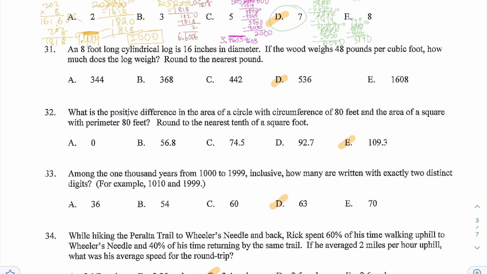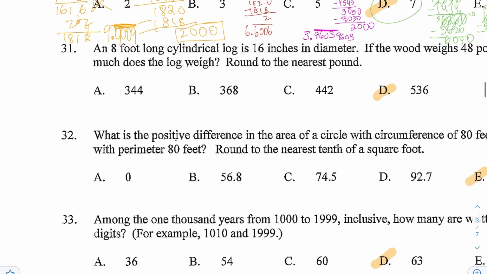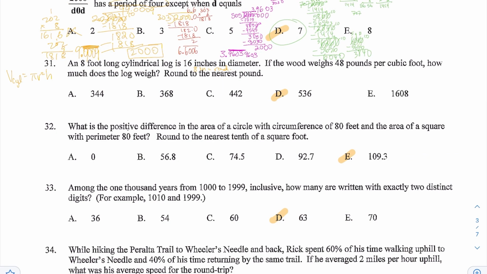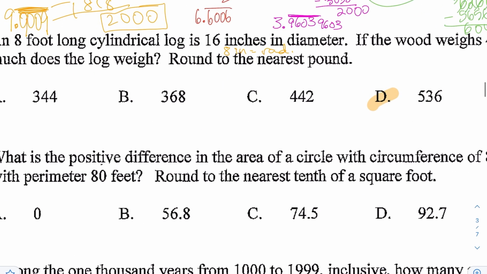All right, next for number 31. An 8-foot cylindrical log is 16 inches in diameter. If the wood weighs 48 pounds per cubic foot, how much does this log weigh? You've got to round to the nearest pound. So for the volume of a cylinder, it's pi r squared times h. So here it has 16 inches in diameter, so it's going to have 8 inches as the radius. And you want to put everything in cubic feet. So the 8 inches, you're going to have to turn into 8/12 feet, or 2/3 of a foot.